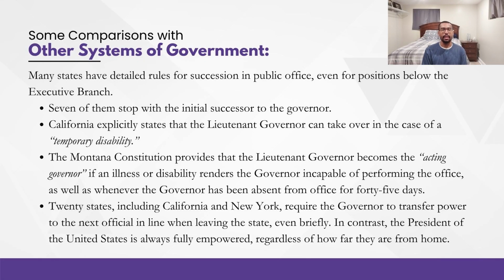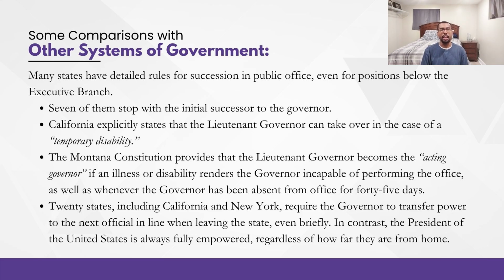Many states have detailed rules for succession in public office, even for positions below the executive branch. 7 of them stop with the initial successor to the governor. California explicitly states that the lieutenant governor can take over in the case of a temporary disability. The Montana Constitution provides that the lieutenant governor becomes the acting governor if an illness or disability renders the governor incapable of performing the office, as well as whenever the governor has been absent from office for 45 days.